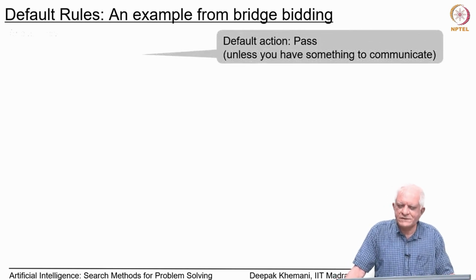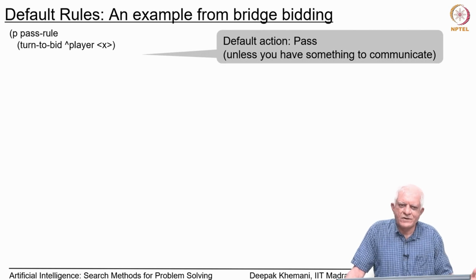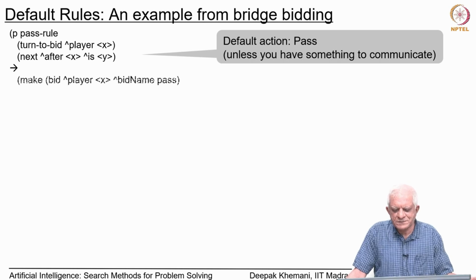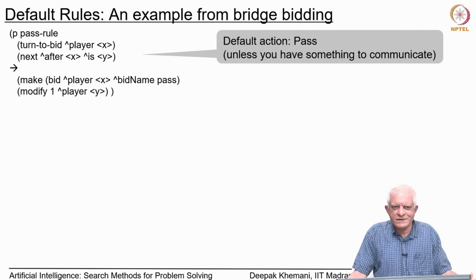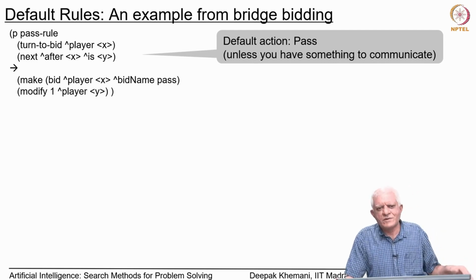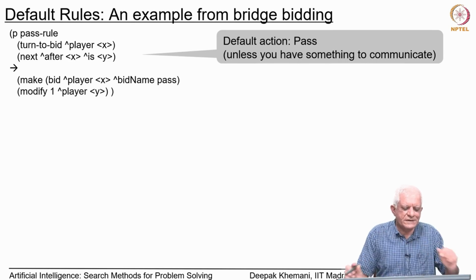There is a default action which says pass, do not make a bid, or do not enter into the auction essentially. And if we call this a pass rule, it simply says that if it is the turn to bid of player X, so just ignore the second pattern here for the moment. The first pattern simply says if it is your turn to bid, then make a pass bid. Okay. If you do not know anything else, just say pass. Pass basically means that I am not making a bid for the contract essentially.